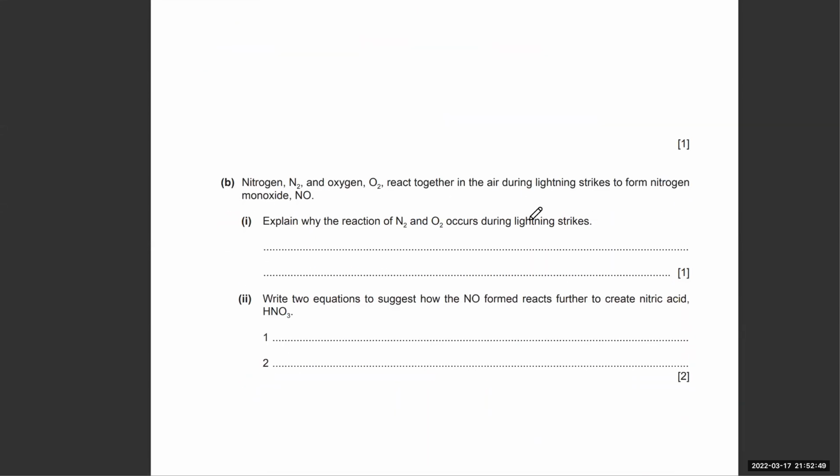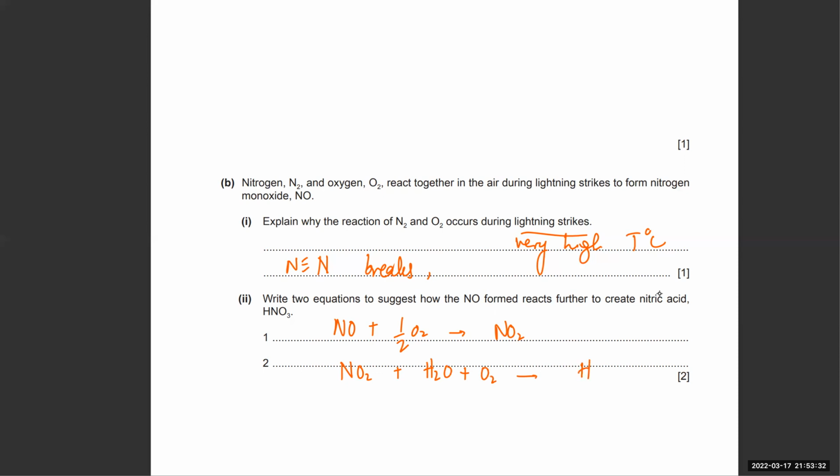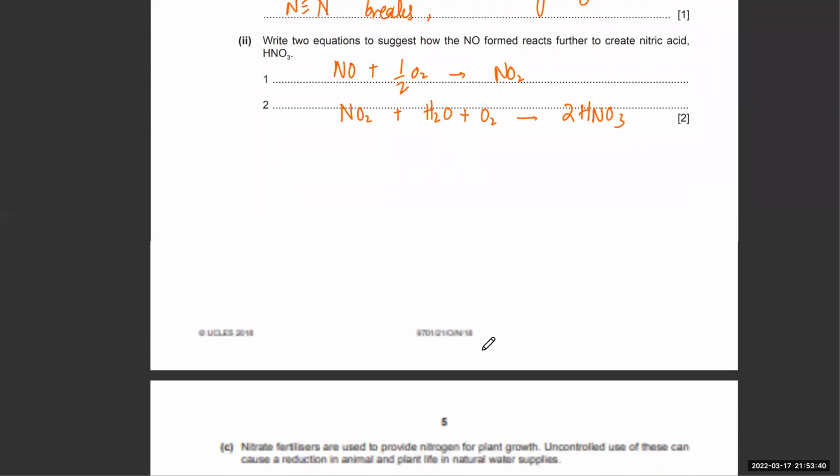Explain why the N2 and O2 reaction occurs during lightning strikes: because lightning provides very high temperatures. So N triple bond N breaks. Write two equations to suggest how the NO formed reacts further to create nitric acid. Two equations. NO first gets oxidized to NO2. And that NO2 then reacts with water and some oxygen to produce nitric acid. Two molecules of nitric acid.